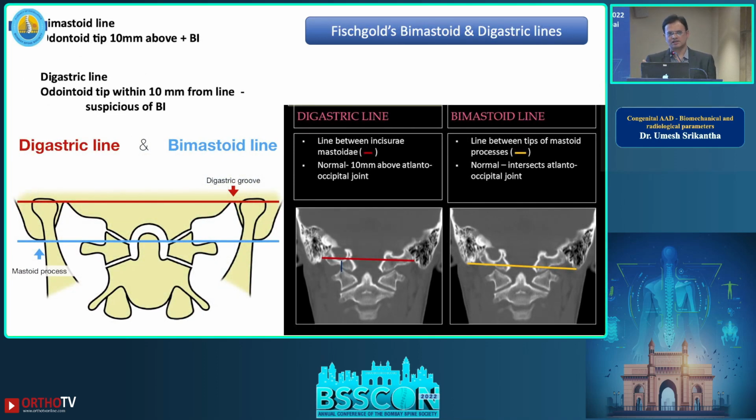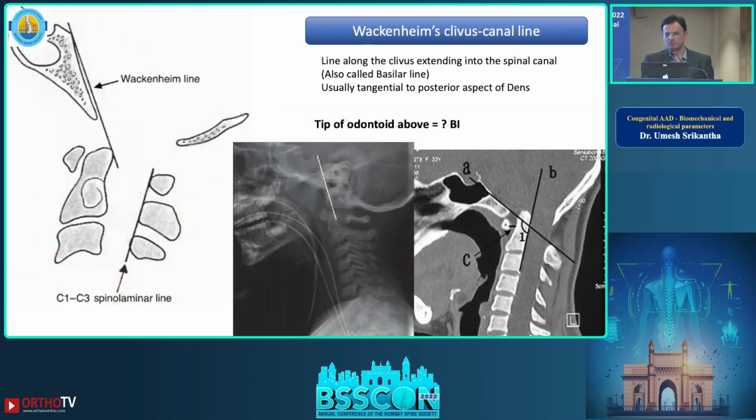Bimastoid and digastric lines are measured in the frontal plane. The bimastoid line is drawn between the tips of the mastoid processes. The digastric line is the one drawn between the digastric grooves, that is at the base of the mastoid processes where the digastric muscle originates. Usually the odontoid, if it goes 10 millimeters above the bimastoid line, or if it reaches within 10 millimeters of the digastric line, that is suggestive of a basilar invagination.